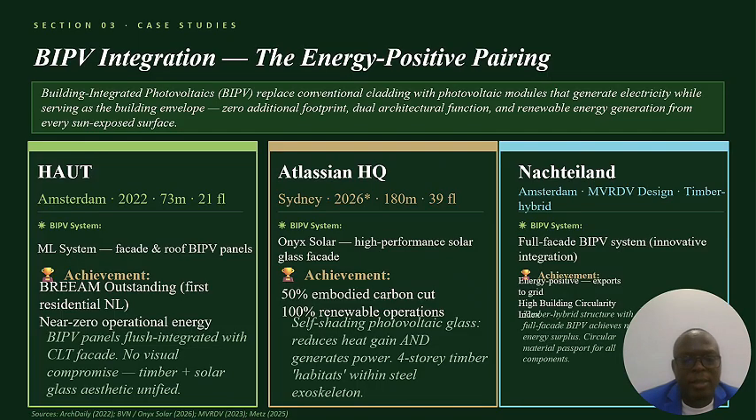On this case study, building integrated photovoltaic integration, the energy positive pairing, integrates photovoltaics that replace conventional cladding with photovoltaic modules that generate electricity while serving as a building envelope, with net zero additional footprint and architectural function. This simply means that instead of using blocks or any prefabricated materials on the building, you can use building integrated photovoltaic directly as one of the strongest sustainability measures, and it gives great achievements in our life today.